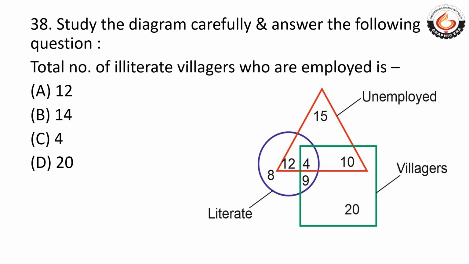Total number of illiterate villagers who are employed. Now, if they talk about illiterate, these 4 are literate, so the option will not be from here. They're talking about villagers. Now options left are 10 and 20. But they're asking it should be employed. This 10 is unemployed, so this will not be there. So the only option left is this: villagers, illiterate also, and employed. So the answer D is the correct one.